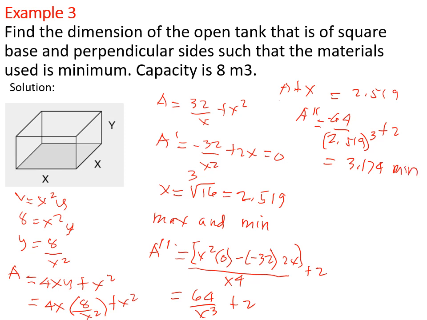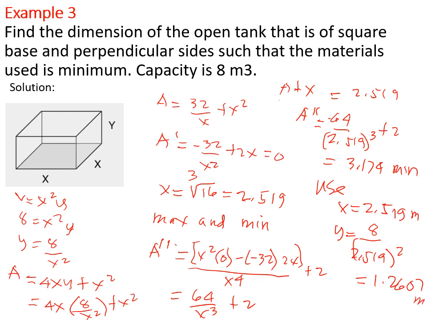Therefore, use x equals 2.519 meters, y equals 8 all over 2.519 squared, equals 1.2607 meters.